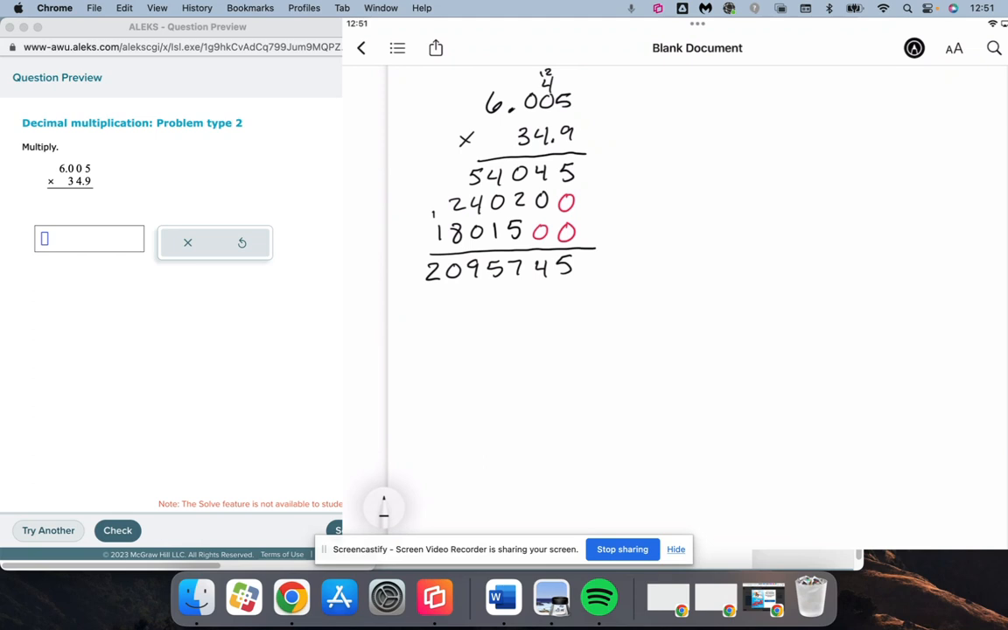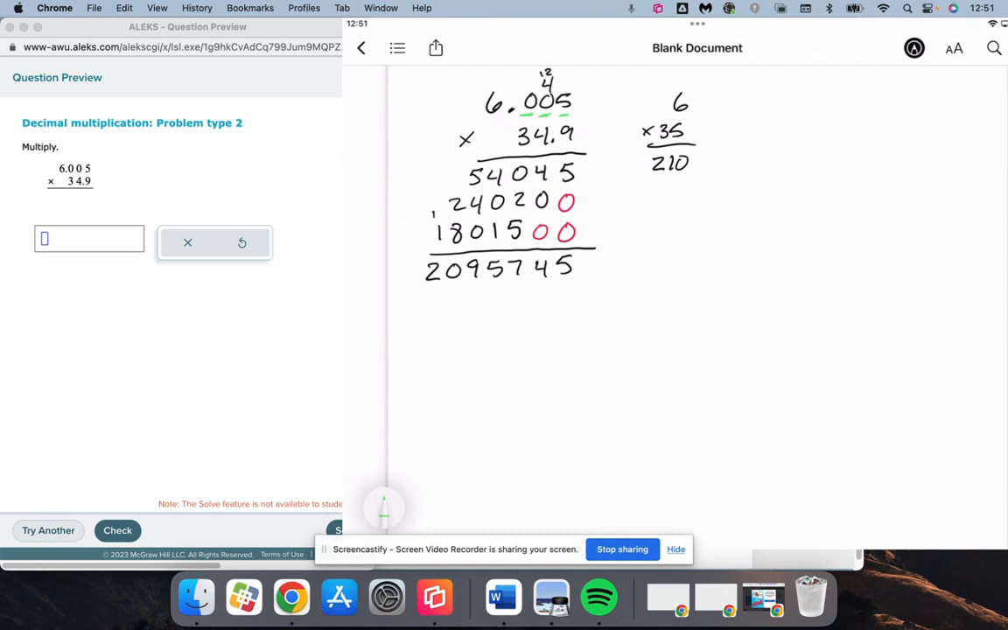Let's do that now. 6 times 35. 6 times 30 is 180. 6 times 5 is 30. That together makes 210. My answer should be close to 210. It is not. My answer right now is 2,095,745. That's because we've got some decimal places to deal with.